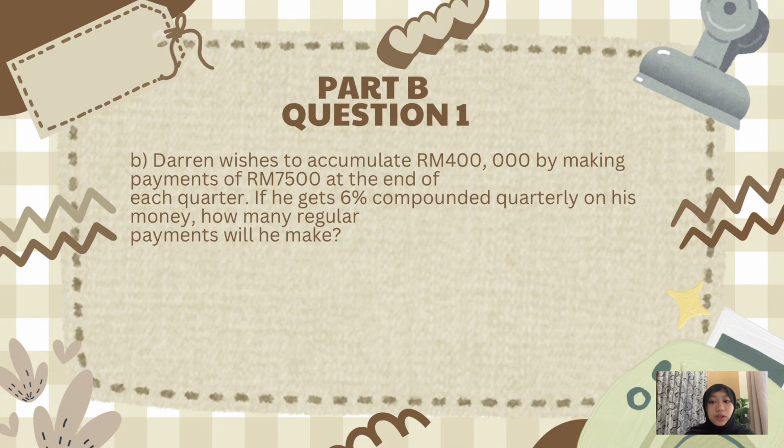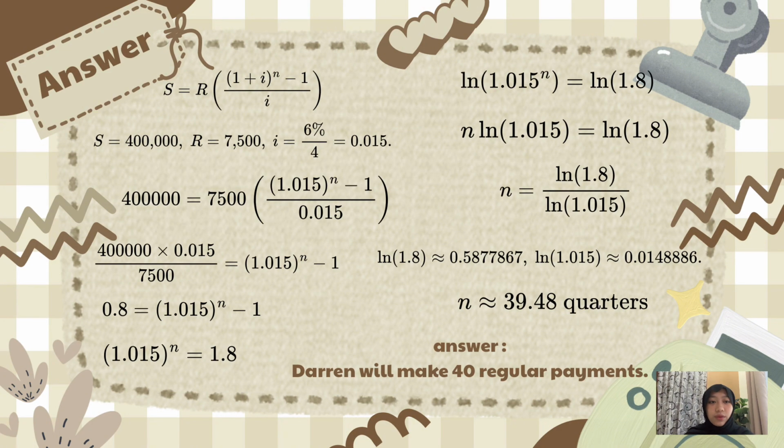B. Darren wished to accumulate 400,000 ringgit by making payments of 7,500 ringgit at the end of each quarter. If he gets 6% compounded quarterly on his money, how many regular payments will he make? So for this question, we use the future value annuity formula, which states the future value equals the regular payment multiplied by the expression consisting of 1 plus the interest rate to the total number of periods minus 1, divided by the interest rate.